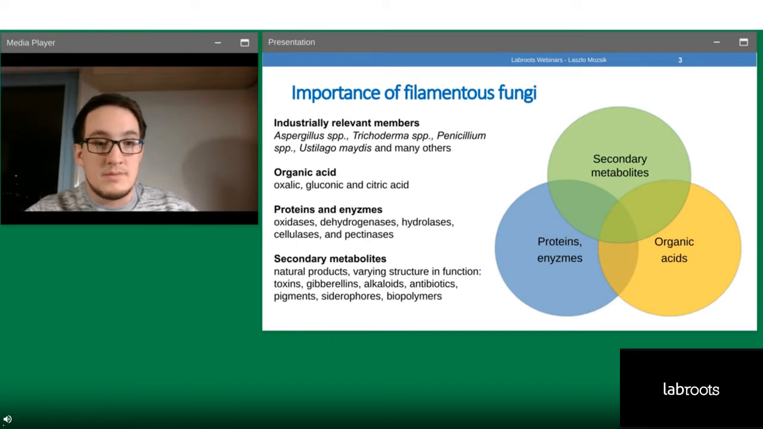On the importance of filamentous fungi, if we want to pick industrially relevant members of fungi, we can think about Aspergillus, Trichoderma, Penicillium, and Ustilago species. These species are known for their organic acid production, as well as proteins and enzymes. And next to that, secondary metabolites, which are not part of the primary metabolism and are produced to provide other benefits for the fungi. Secondary metabolites are natural products which can vary in structure and function and include toxins, alkaloids, pigments, and even siderophores.